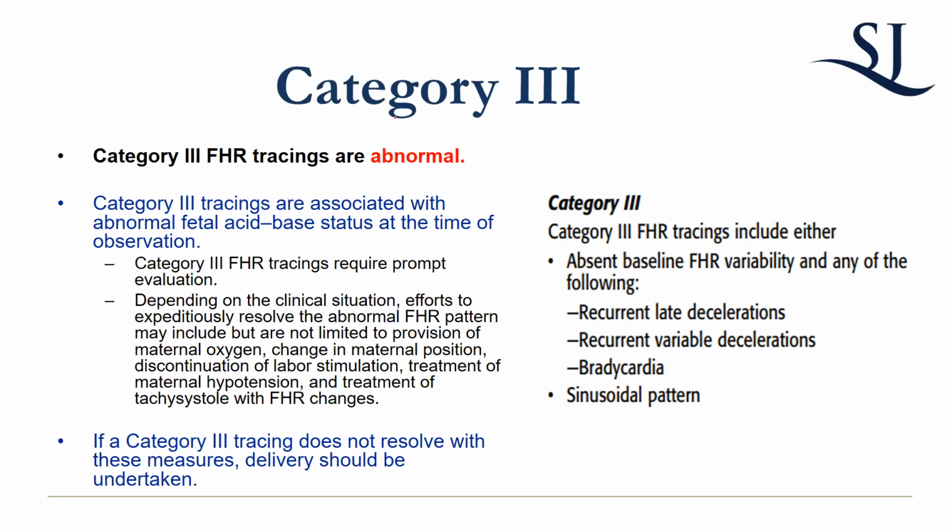That's what you want. This is what you don't want, which is category 3, because these are abnormal, right? There's a problem. It means that there's some fetal acid-base status at the time of the observation, so you can't just leave it. And you have to resolve it immediately. But it's a very narrow and specific definition. You have to have absent variability and, okay? That means that if you have absent variability, it's not category 3, if that's it. You have to have that and something else.